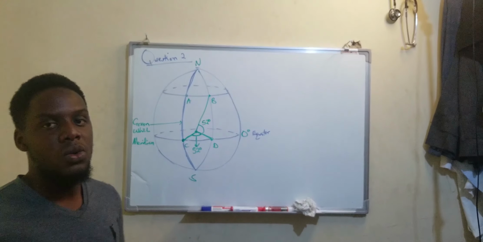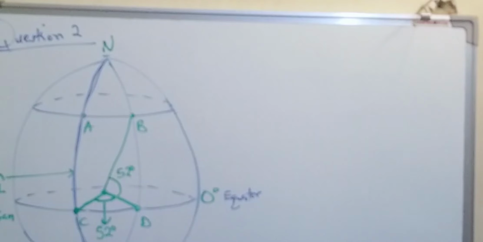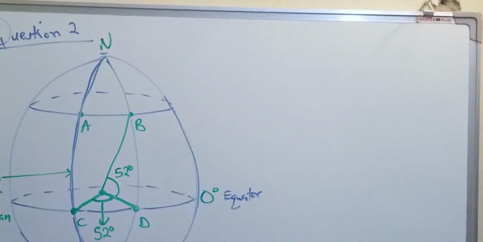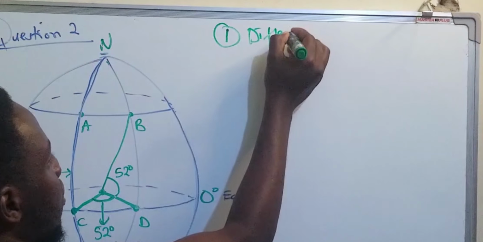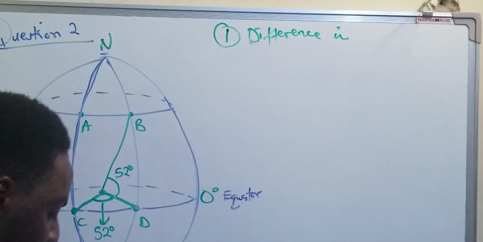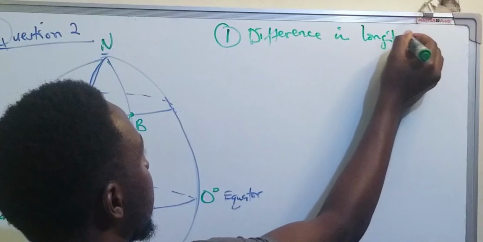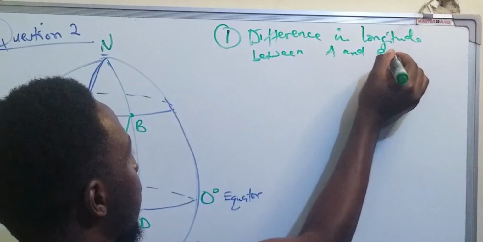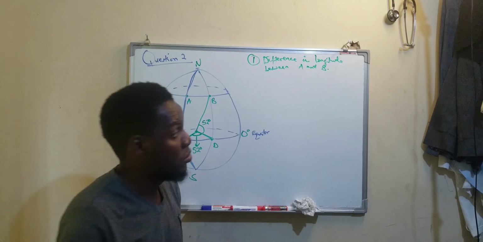We're going to look at the questions that were set for this particular period, for this particular diagram there. So in this question they are saying A, B, C, and D are actually points on the Earth's surface, and in the first question, they want us to find the difference in longitude between A and B. They want us to find the difference in longitudes between point A and point B.